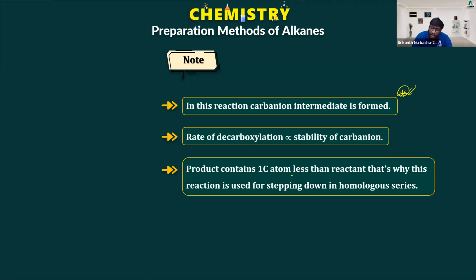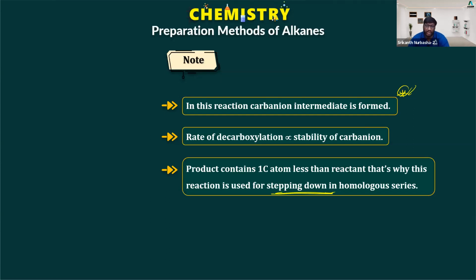The product contains one carbon atom less than the reactant because carbon is lost in the form of CO3 2 minus. That is why this reaction is used for stepping down in the homologous series.